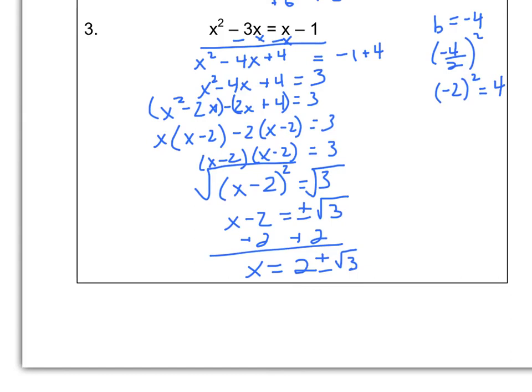And again, if I wanted to write this as 2 answers, I know some of you are probably wondering, well, that's not 2 answers. Yeah, it is. This is x equals 2 plus the square root of 3, and x equals 2 minus the square root of 3. Again, there's 2 answers there. Okay? All right, example number 3.